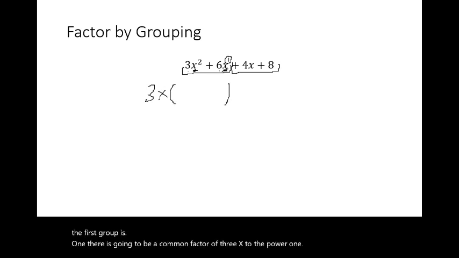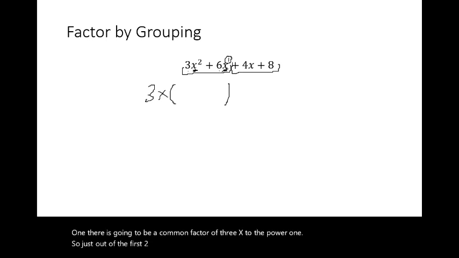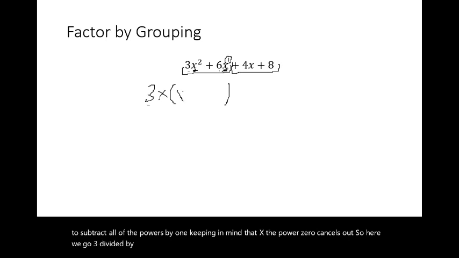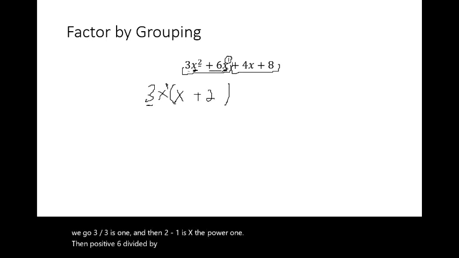So just out of the first two terms, I'm going to divide both of the numbers by 3, and I'm going to subtract all of the powers by 1, keeping in mind that x to the power 0 cancels out. So here we go. 3 divided by 3 is 1, and then 2 minus 1 is x to the power 1. Then positive 6 divided by 3 is positive 2. And then 1 minus 1 is x to the power 0, and x to the power 0 cancels out.